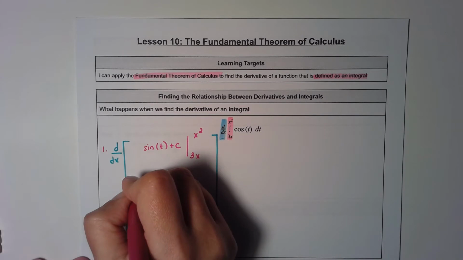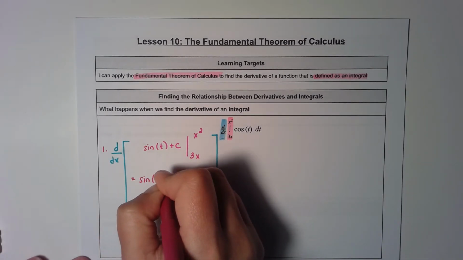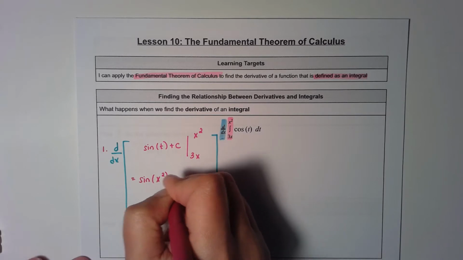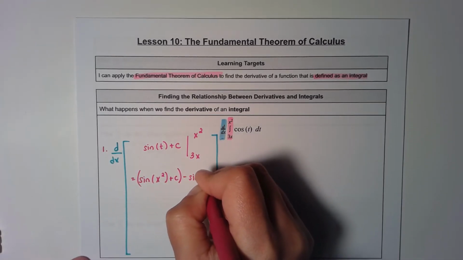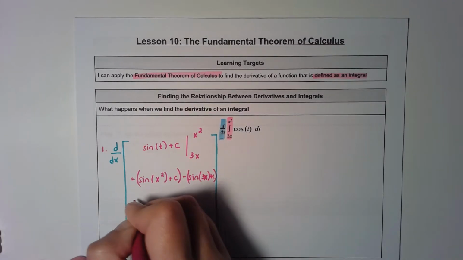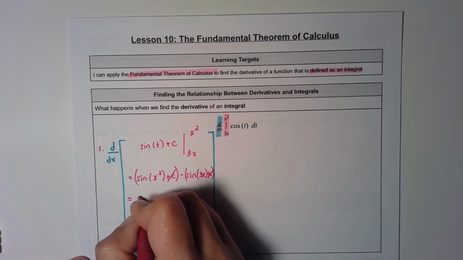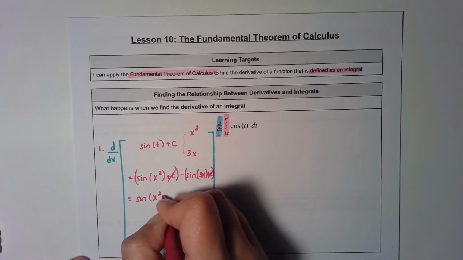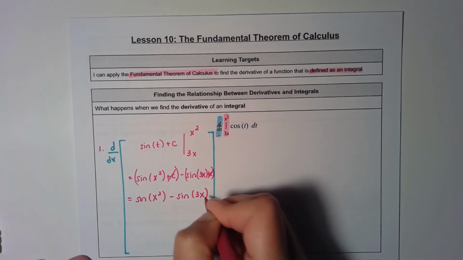Now we're going to plug in the upper bound. So we're going to have sine of x squared plus c. And then we're going to plug in the lower bound. So we're going to have sine of 3x plus c. And then we're going to simplify. So the c's cancel. And we just end up with sine of x squared minus sine of 3x.